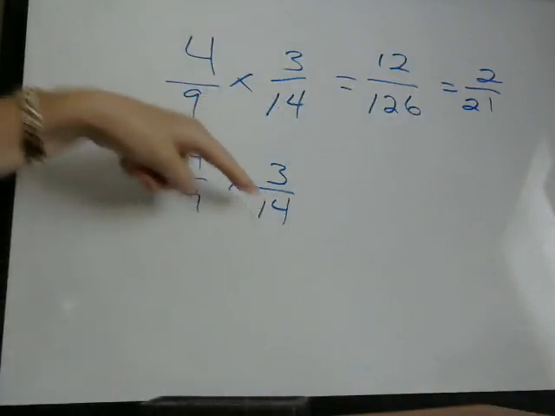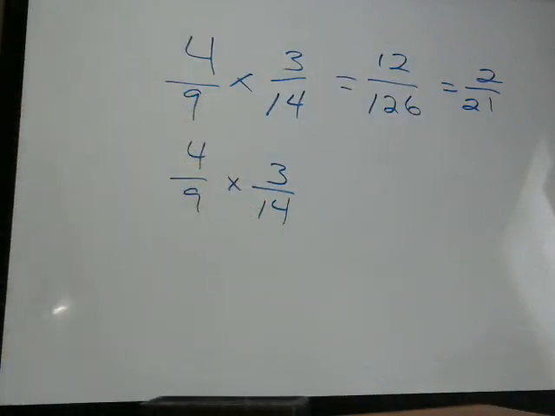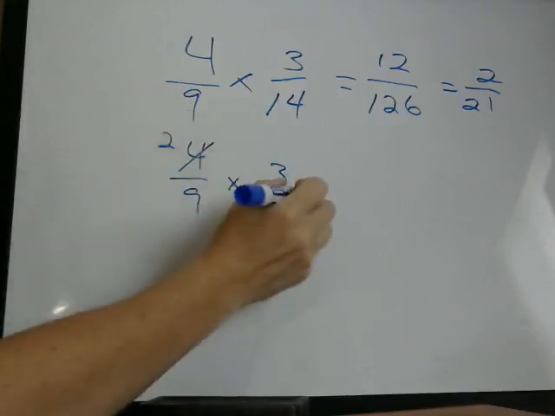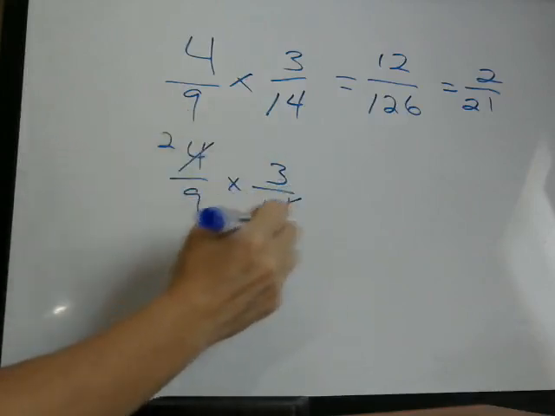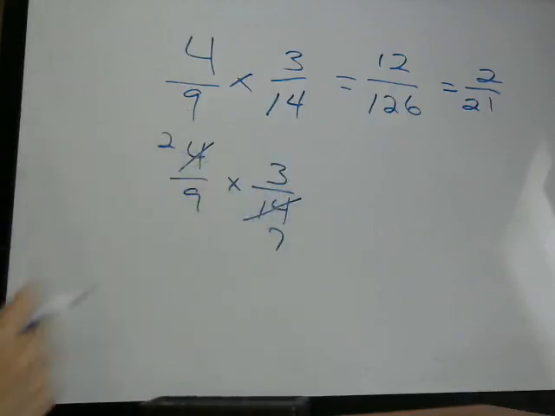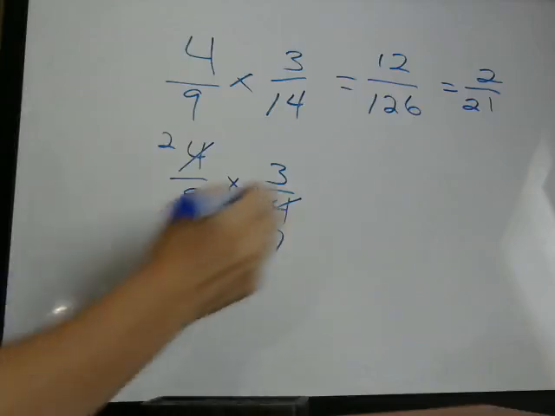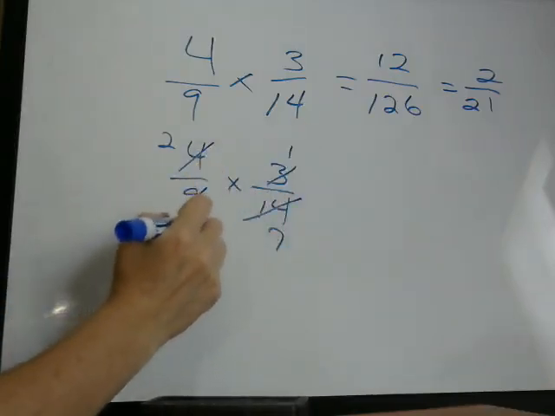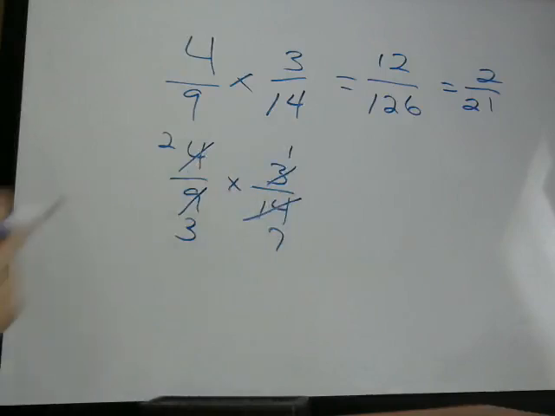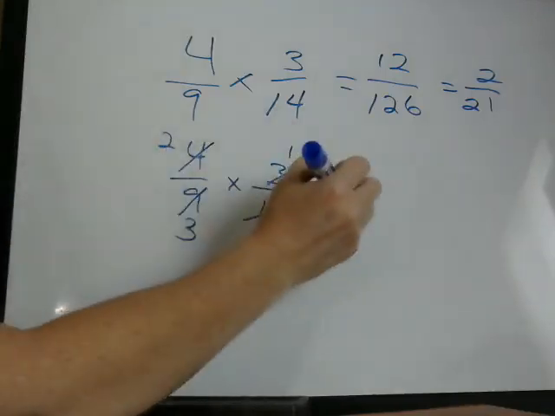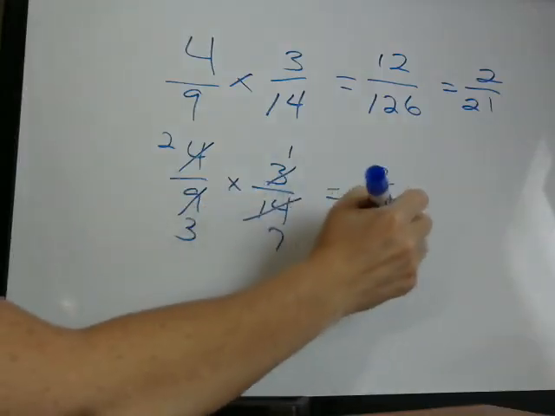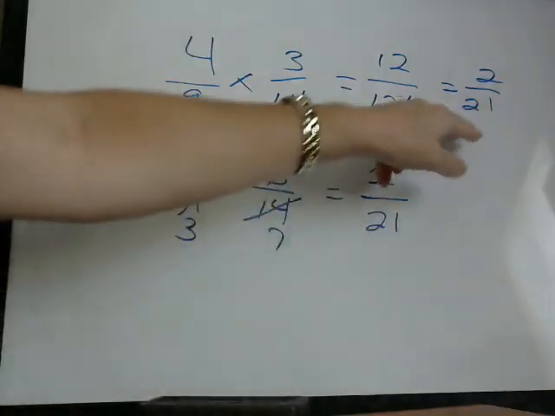Or, if we look at this, again, we're looking at the diagonals. 4 and 14 can both be divided by 2. So we make that 4 divided by 2 is 2. 14 divided by 2 is 7. Then we look at the other diagonal. 3 and 9 can both be divided by 3. So 3 divided by 3 is 1. 9 divided by 3 is 3. And then we multiply 2 times 1 equals 2. 3 times 7 is 21. So we get the same answer.